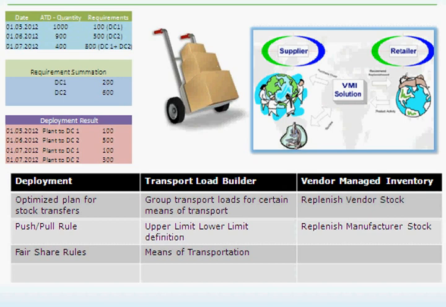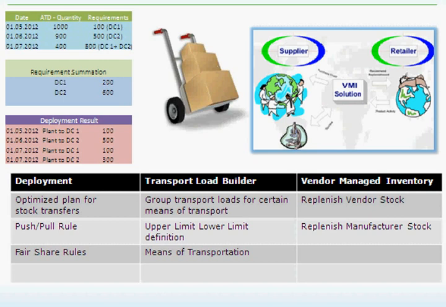So once the deployment is done, the next phase of the SNP planning run is the transport load builder. The transport load builder is actually used to optimize the vehicle utilization. Companies have vehicles for transportation like buses, trucks, rails, air. So what happens is, using the transport load builder, it tries to combine different shipments in the most optimal vehicle that could suitably transport the load.